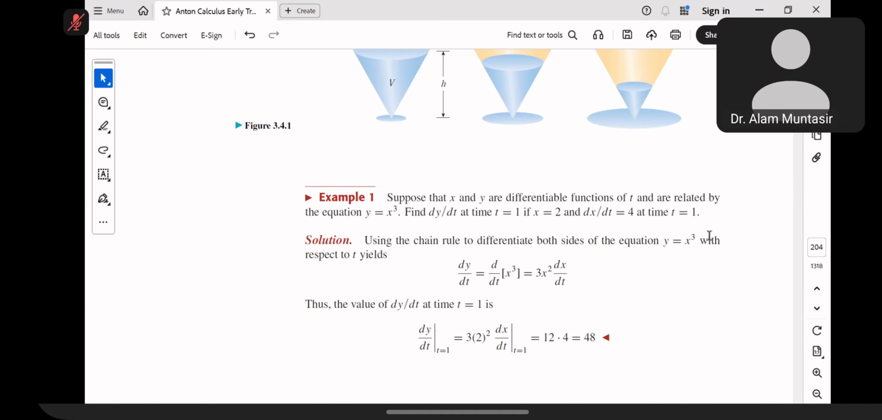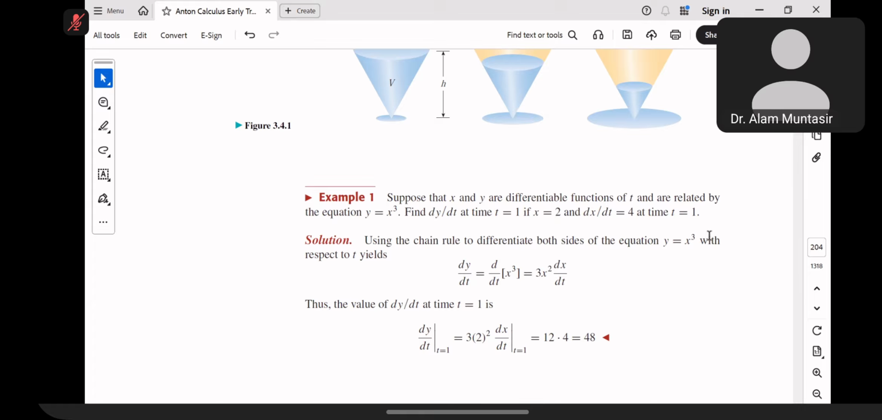Now apply d by dt on both sides. That means apply the differentiation of the function with respect to time on both sides, because this is a related rate problem. So we have to apply the differentiation with respect to time t. All right. Then on the right hand side, dy by dt equal to d by dt of x cube.